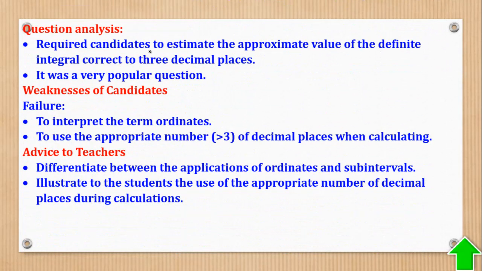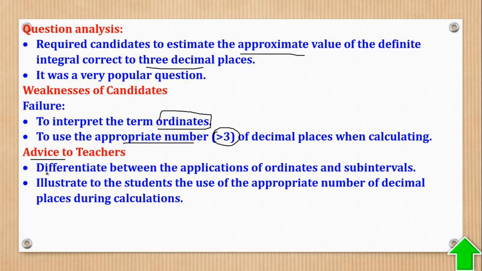So the question required candidates to estimate the approximate value of a definite integral to 3 decimal places. The weakness was failure to interpret the term ordinates. So when they say ordinates, just remember the denominator must be number of ordinates minus 1. Also, failure to use the appropriate number of decimal places. So if you use 3 in the table, it is already not okay. They must be more than 3.